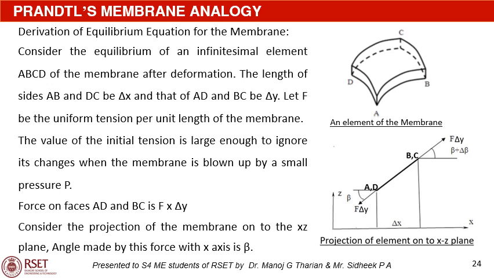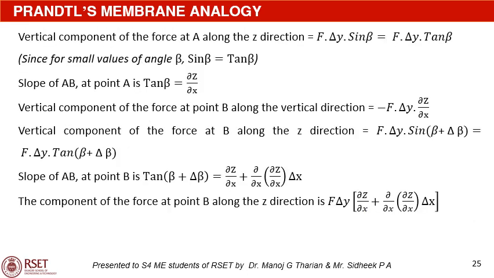As can be seen from the figure, at point A, the force F into delta y makes an angle beta with the x-axis. And at point B, the force F into delta y makes an angle beta plus delta beta with the x-axis. The vertical component of the force at point A along the z direction is given by F into delta y into sine beta, which is equal to F into delta y into tan beta, because for small values of angle beta, sine beta equals tan beta.